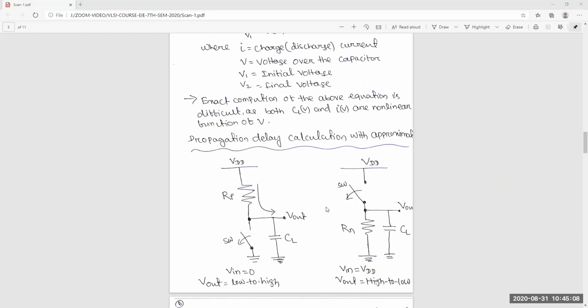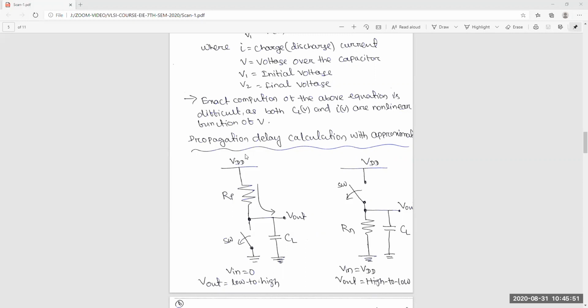Okay. So till now, does anyone have any doubt? No, sir. Okay. So, one minute. Are you able to calculate that? Suppose this is RP and CL. So what is the TP? Can you calculate it from this circuit? This is a simple RC circuit.